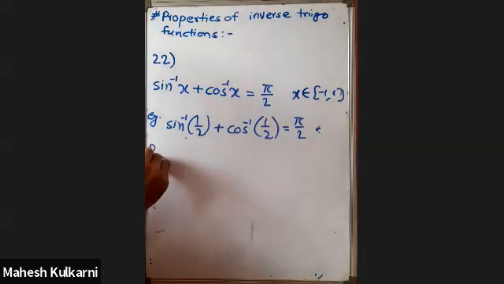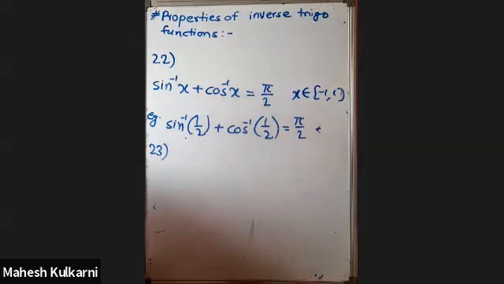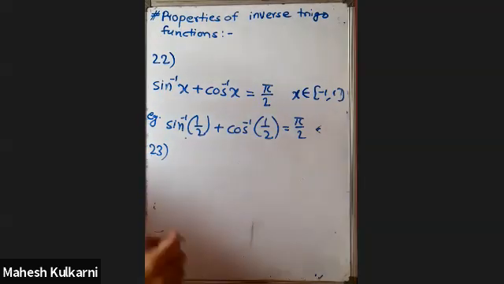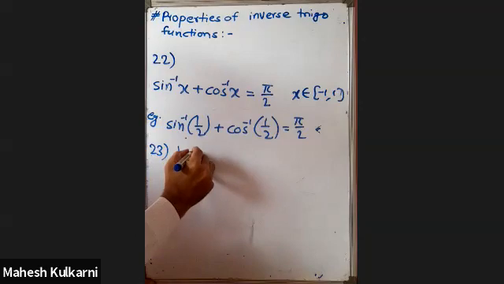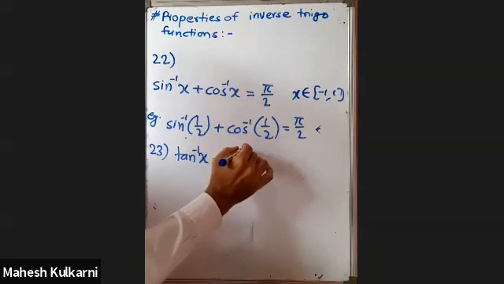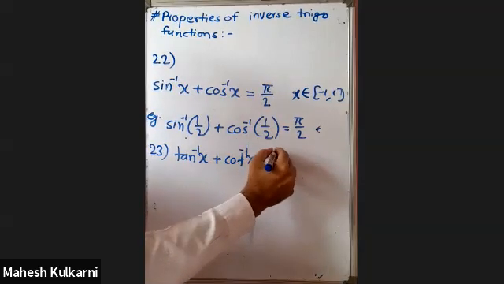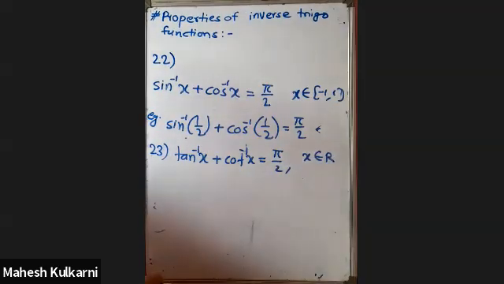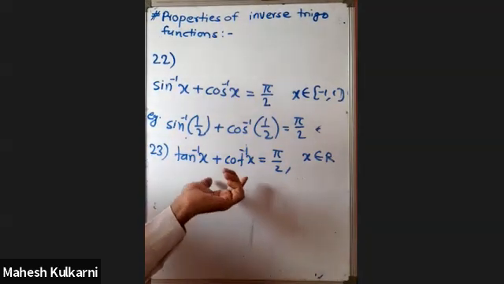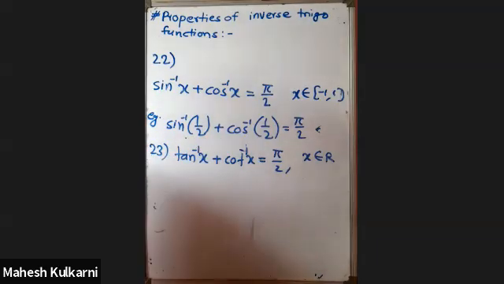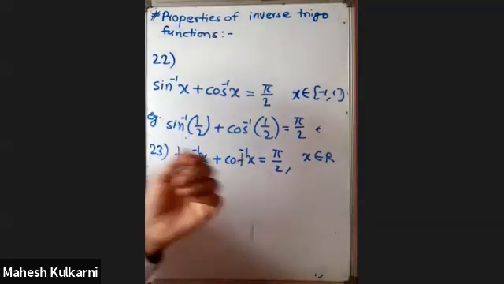Now similar properties for the remaining trigonometric functions, that is tan inverse, cot inverse, sec inverse, cosec inverse. Now write for tan inverse and cot inverse. So tan inverse x plus cot inverse x is pi by 2, where x belongs to R. X is any real number. And you can prove this with the help of the relation between tan and cot. Tan theta is equal to cot of 90 minus theta, meaning pi by 2 minus theta, or cot theta is equal to tan of 90 minus theta.